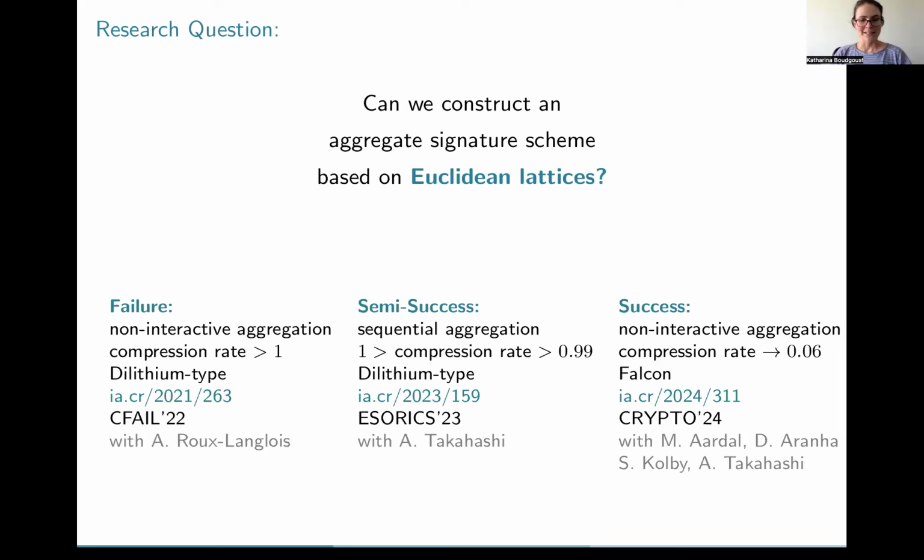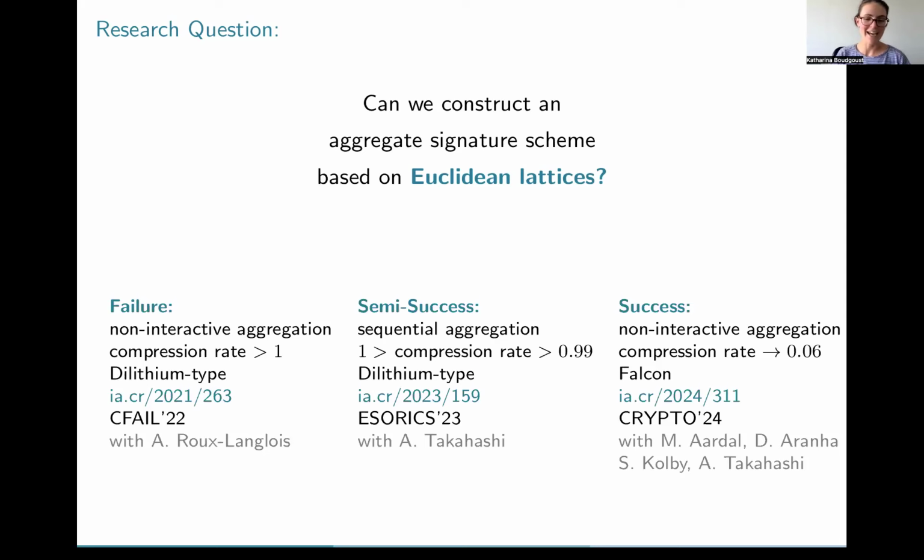And then I have a semi-success where together with Akira Takahashi, we managed to get a non-trivial aggregation, but this time we require some sequential interaction. And this is again for the lithium type signatures, but now the compression rates are still very close to 1.